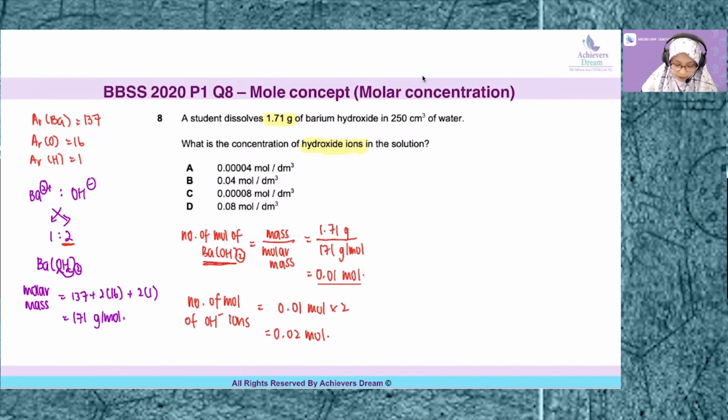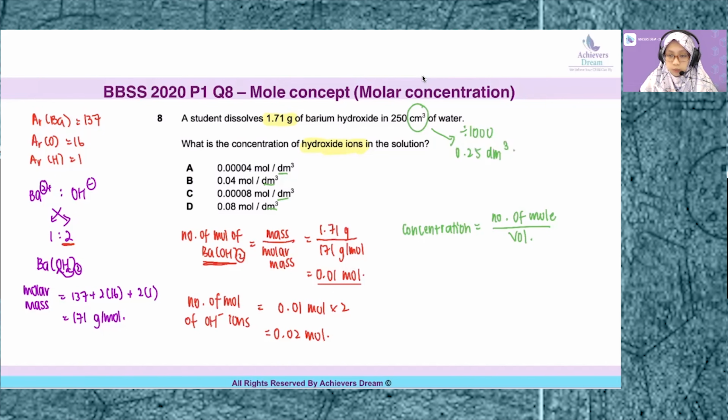So the last part is to find the concentration. The formula to determine concentration is number of mole divided by volume. Take note that in the options given, the units are all mole per dm cube. In the question, you are given 250 cm cube. So you need to convert 250 cm cube to dm cube. How? Divide by 1000 and you will get 0.25 dm cube. Okay, 250 over 1000 will be 0.25 dm cube.